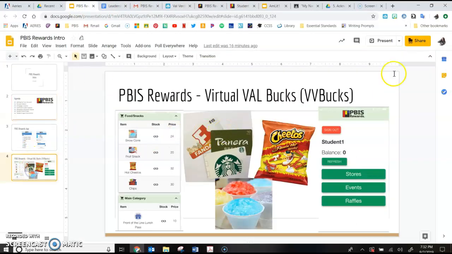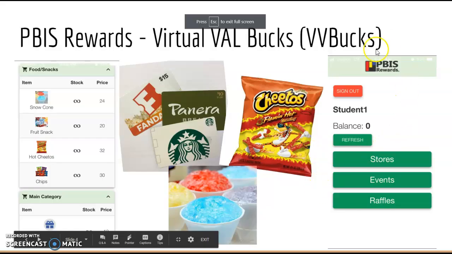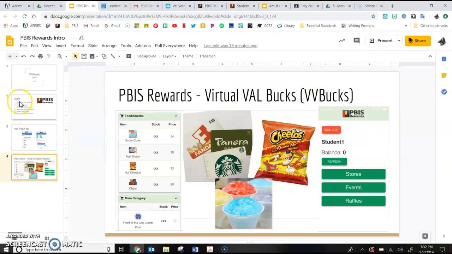On the app, it looks very similar to what we just saw. So the app looks something like this. Again, very similar to the other one. And then once they click on the stores, it looks like this. Okay. And so in the coming weeks, we're going to have Panera. We're going to have some Fandango gift cards. On Fridays, we're going to start setting up our snow cone machine, compliments of Miss Juarez. And so, we're going to get this whole thing back on track.